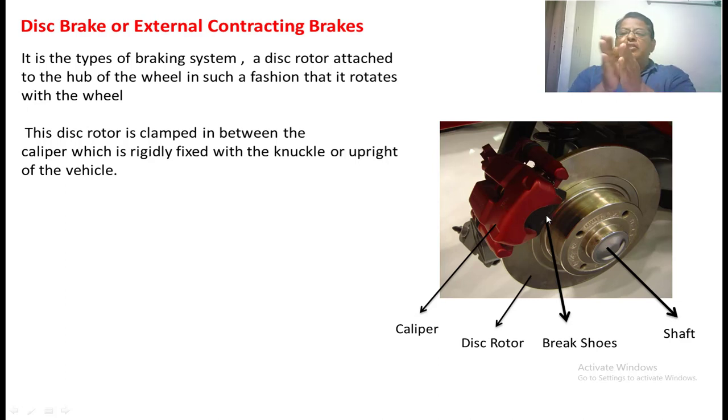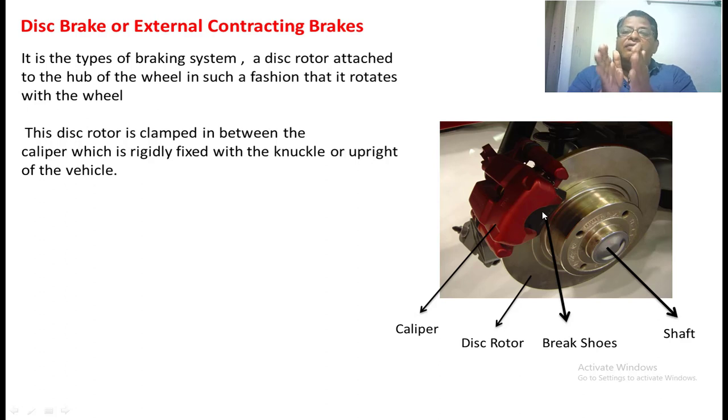So suppose this is the disc; on this side and this side the brake shoes are there. Those brake shoes are held by the caliper, where the caliper is directly connected to the chassis of a vehicle. When the vehicle is moving, the disc rotates between the two brake shoes. As long as the driver is not giving any signal, these brake shoes do not touch the disc.